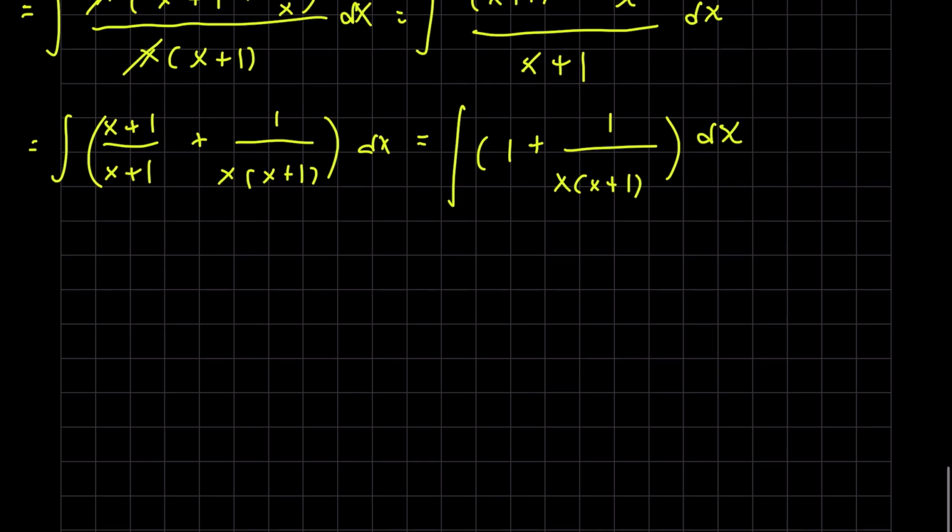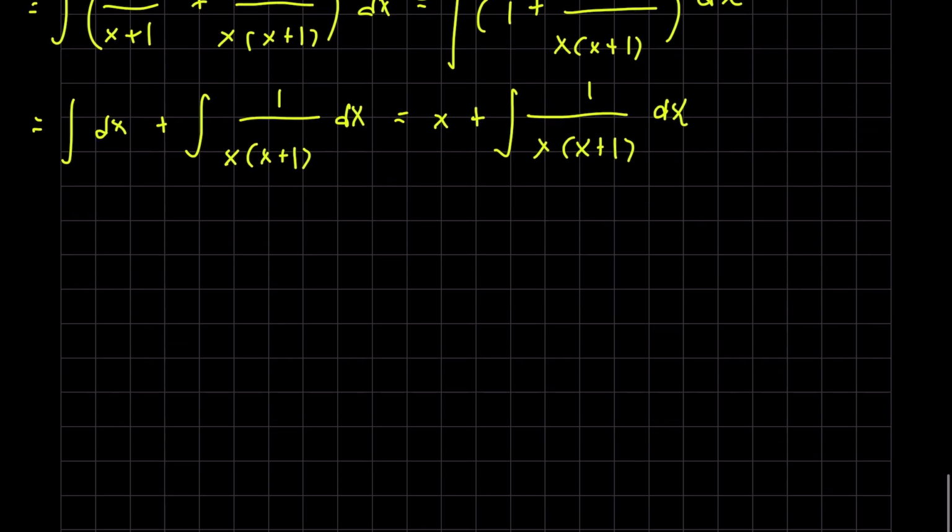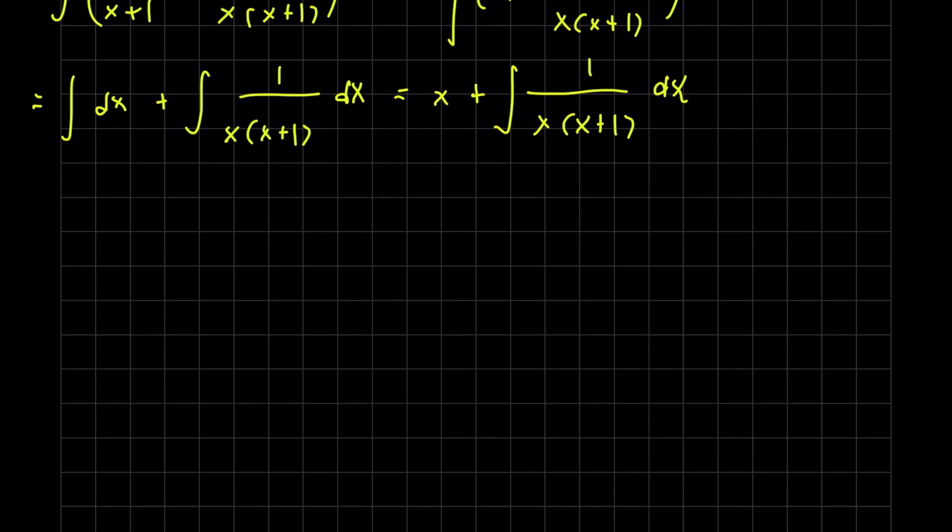We can separate this into two integrals. So we're going to have the integral of dx plus the integral of 1 over x(x + 1) dx. The integral of dx is just x. So we have x plus the integral of 1 over x(x + 1) dx. And for this secondary integral, we're going to proceed with, not integration by parts, partial fraction decomposition.